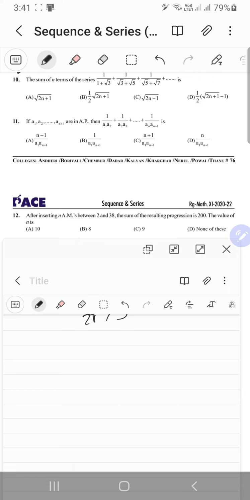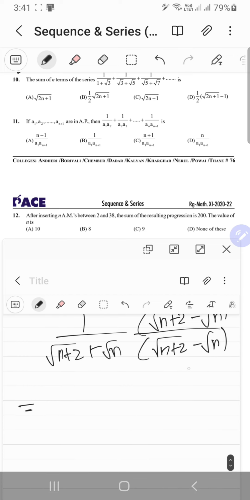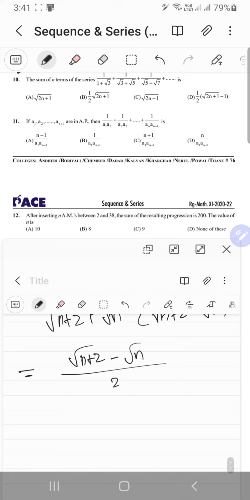Oh, I think I know how to do this thing. So it's like 1 upon square root of n plus 2 plus square root of n. That's what this is, right? We can write this as, okay, multiply by square root n plus 2 minus square root n on denominator and numerator, and this will give us 2 in the denominator, I think, and square root n plus 2 minus square root n. So this is a telescoping series, of course.